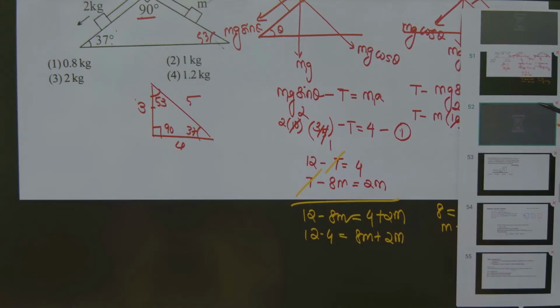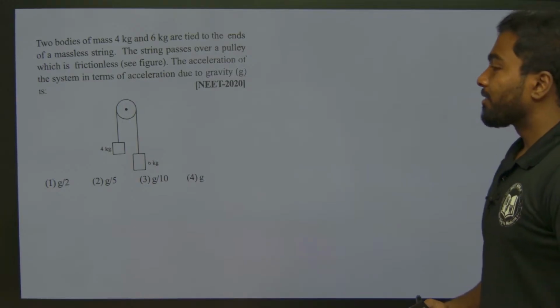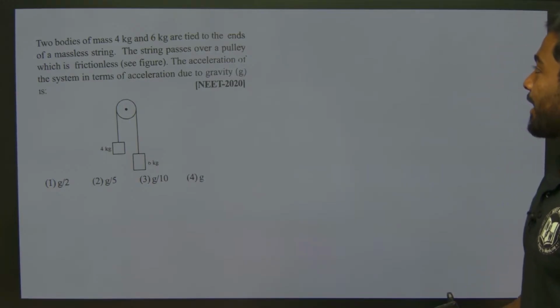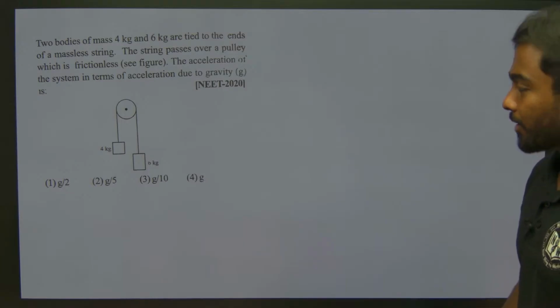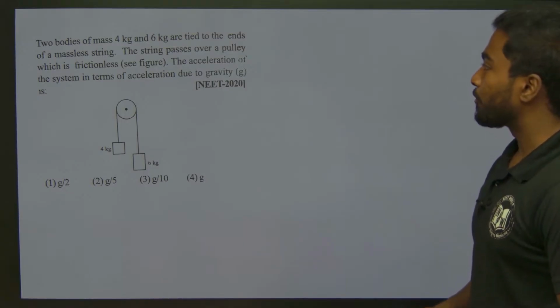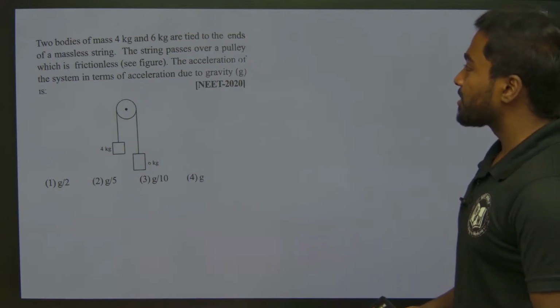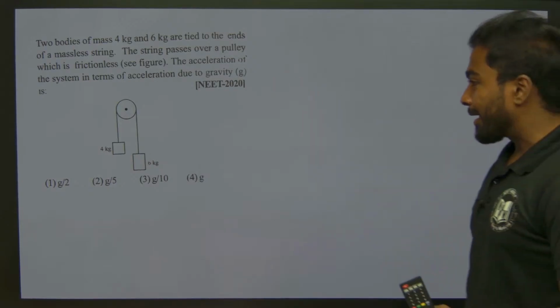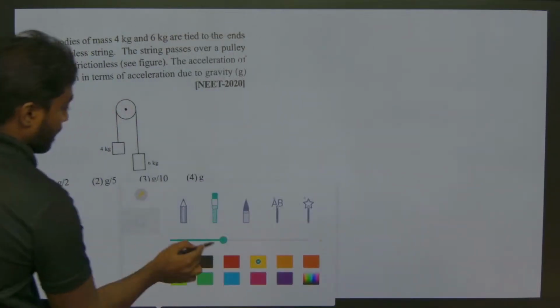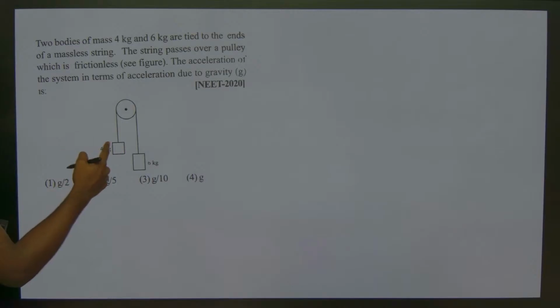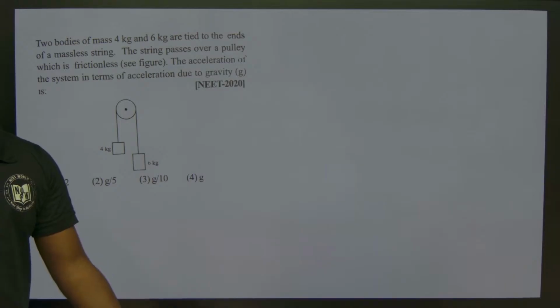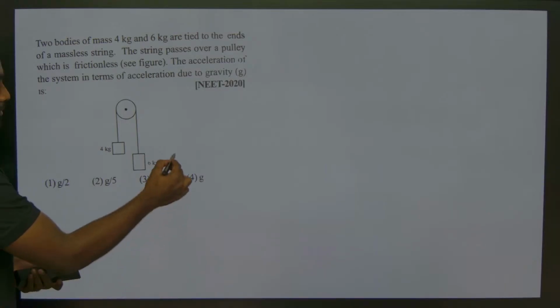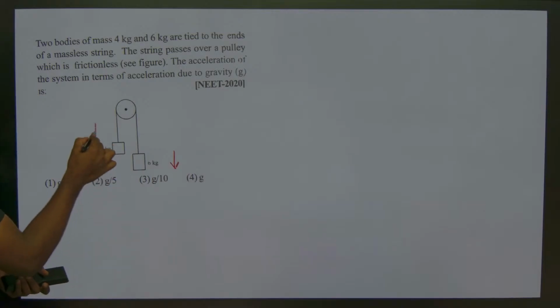Completed now? Okay, fine. Two bodies of mass 4 kg and 6 kg are tied to the ends of a massless string. The string passes over a frictionless pulley. They are asking for the acceleration of the system in terms of g, the acceleration due to gravity. So when I look at this, one is 4 kg and one more is 6 kg. In which direction will the object go? The heavier side. Which is the heavier side? 6 kg. So this one will go down and this one will go up.